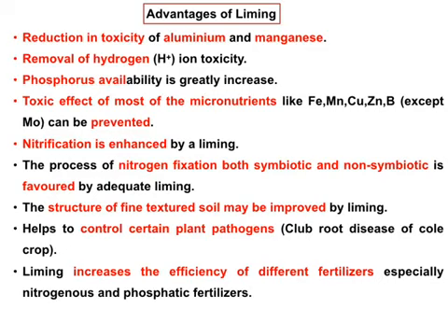These are the advantages of liming. If you apply it in the field, there are many advantages. First, it reduces the toxicity of aluminum and manganese. Then removal of hydrogen ion concentration, and we can reduce toxicity also. Then increase phosphorus availability in the field. Then we can avoid micronutrient toxicity in the field. Then we can increase nitrification in the field. Then we can increase nitrogen fixation by microorganisms, symbiotic and non-symbiotic.